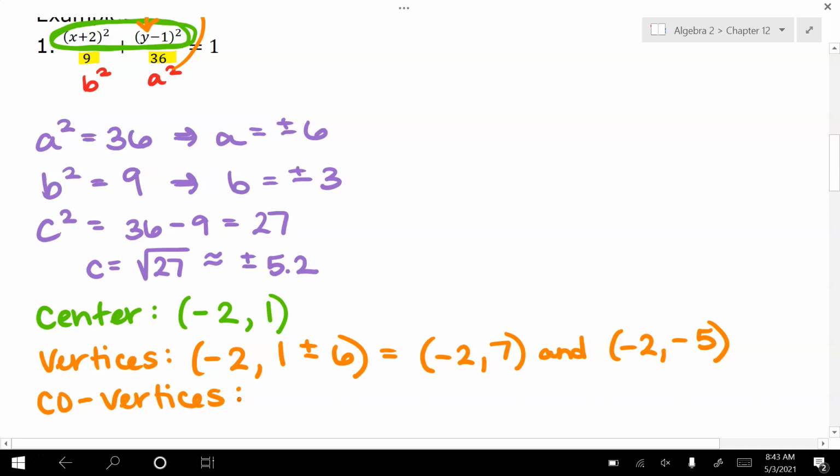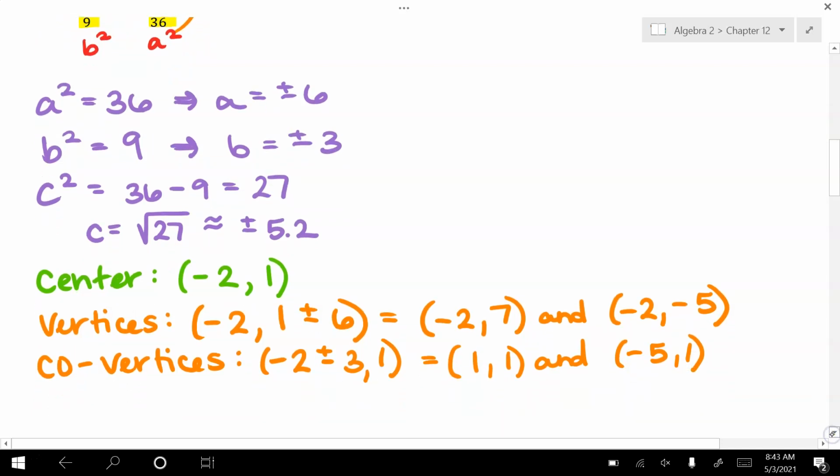Now, co-vertices, so looking at the right-hand side, it says that you do your h plus or minus your b value, and then k. So it's going to be negative 2 plus or minus the b is 3, and then our k is 1. So negative 2 plus 3 is going to be 1, so 1, 1. And then negative 2 minus 3, that's going to be negative 5, 1.